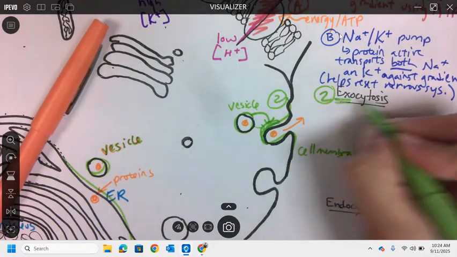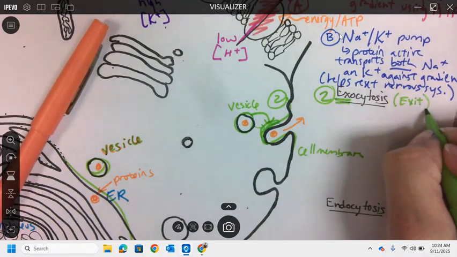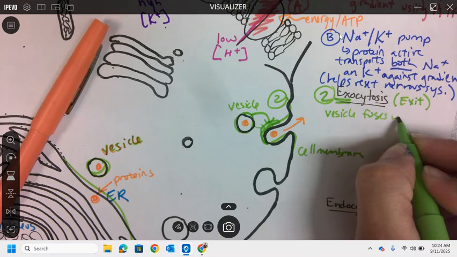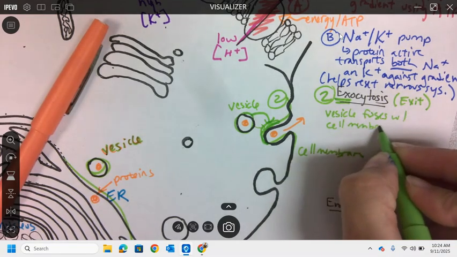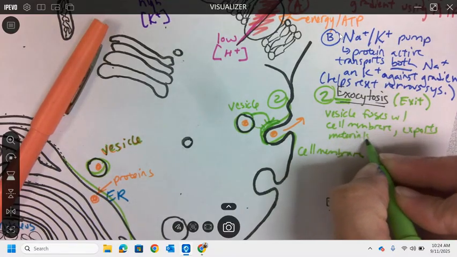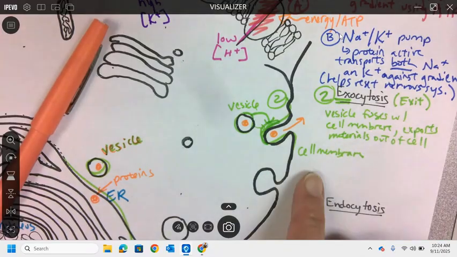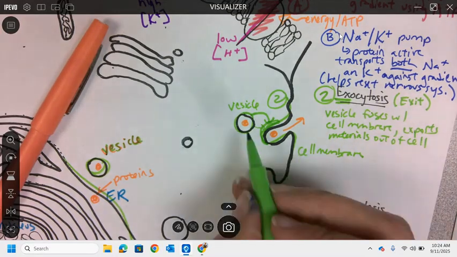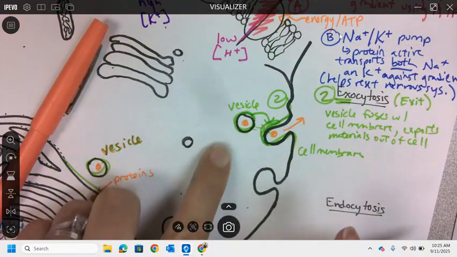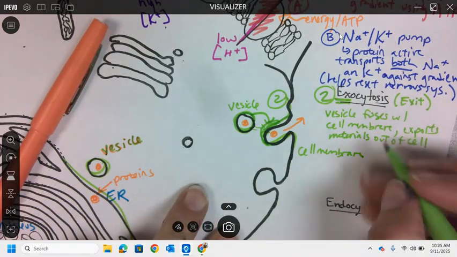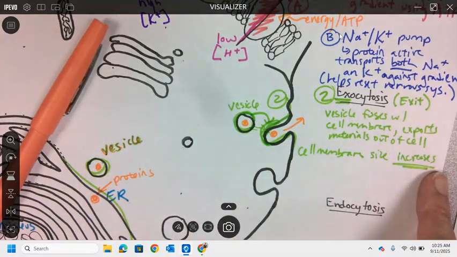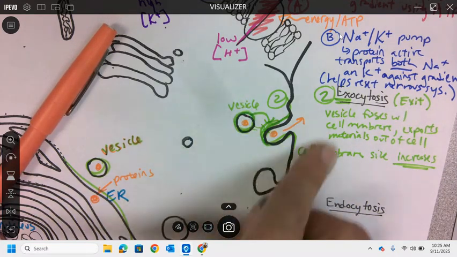I always think of exo as exiting the cell. So in exocytosis, a vesicle fuses with the cell membrane and exports materials out of the cell. And actually what happens is this vesicle is made of phospholipids and the cell membrane is made of phospholipids. So when these fuse together, it actually increases the size of the cell membrane. So the cell membrane size increases here because of that. And then the smooth ER will have to make more phospholipids to make more cell membrane, etc.